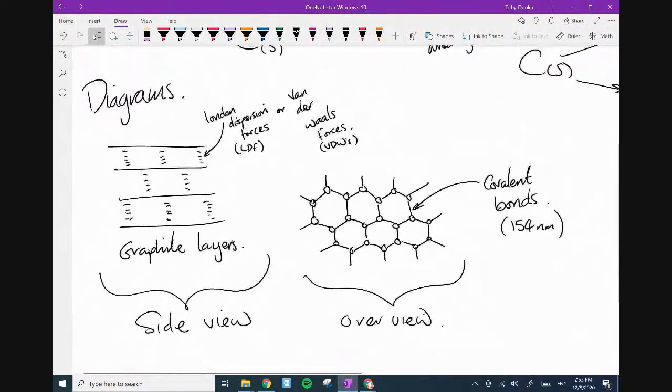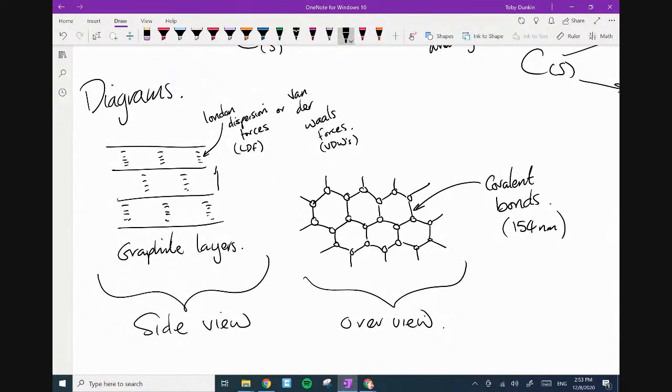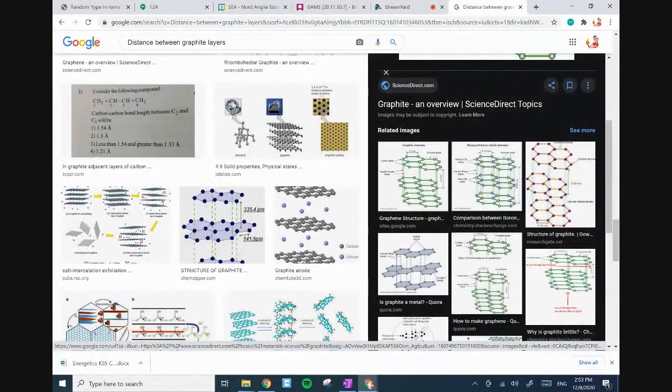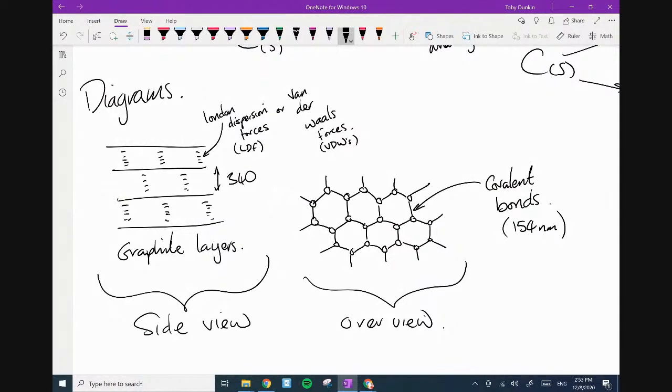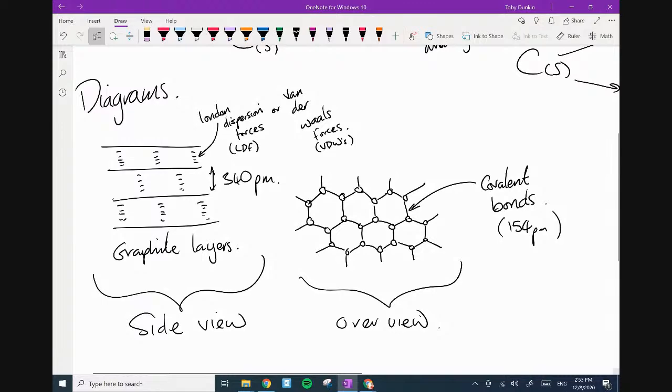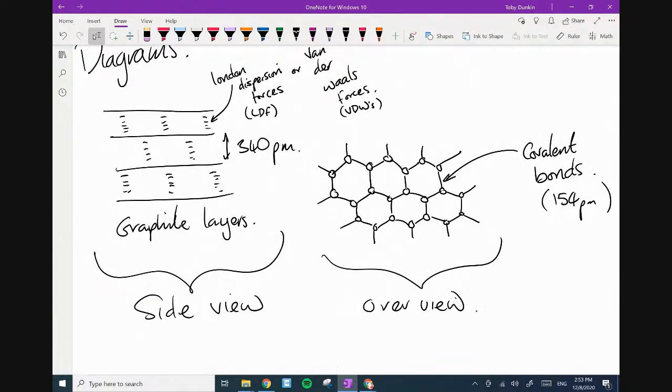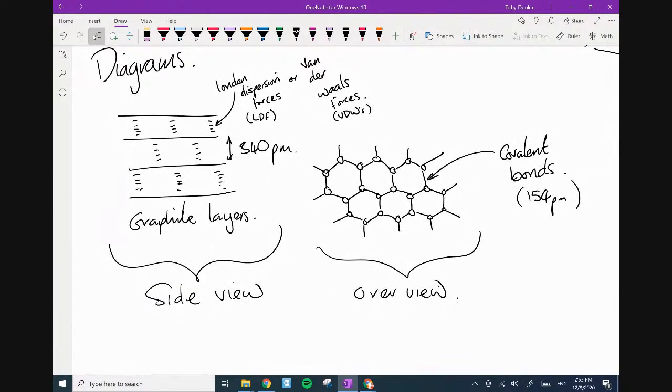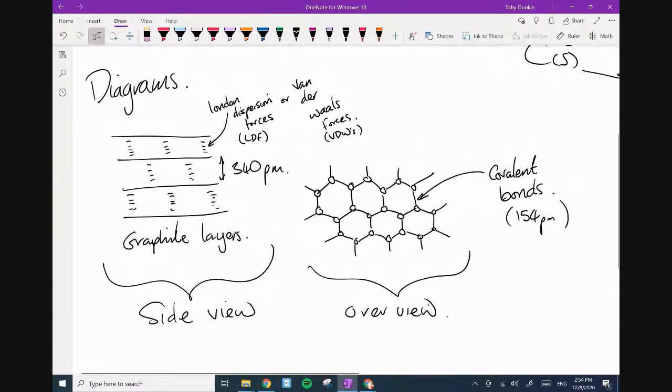So I'm going to put a rough one. That's 154. The distance between the layers is about 340, let's say. Sorry, that's picometers, not nano. They're much larger. It's nice to remind you of this. A covalent bond is very short, whereas the weak forces, in this case Van der Waals forces, are much longer. They're much further apart. It's partly why they're so weak. You have to know this.